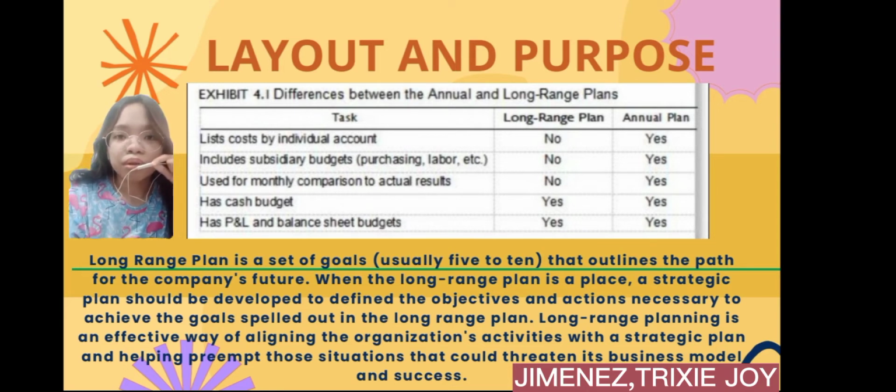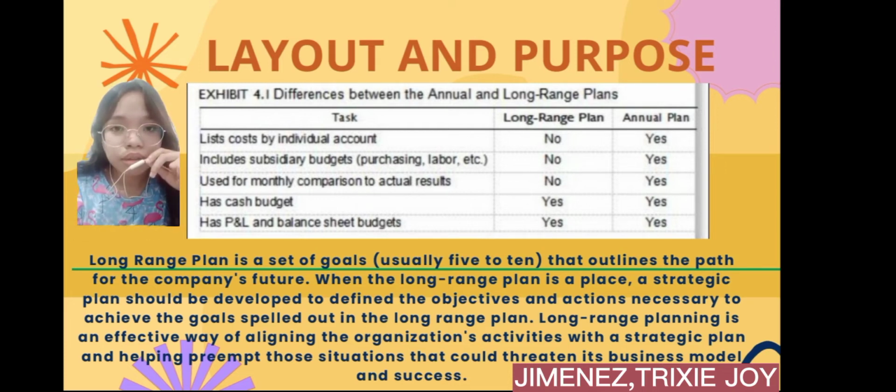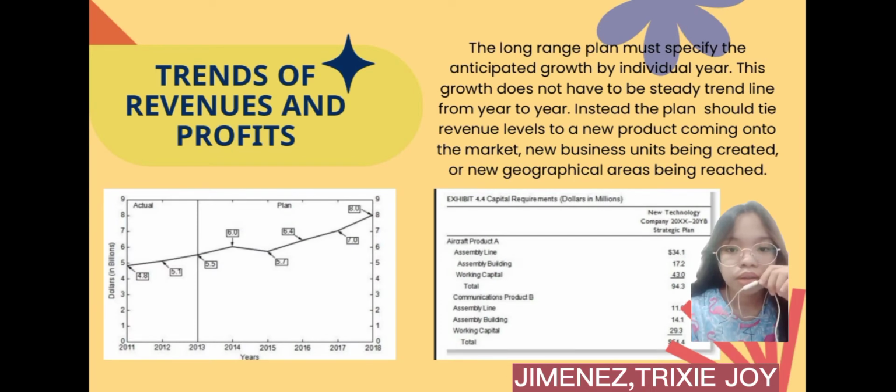For example, in this picture, all departments must submit capital requests. The sales department must contribute minimum and maximum expected revenue figures by product. The engineering department must contribute estimated margin information by product. So, trend revenues and profits.